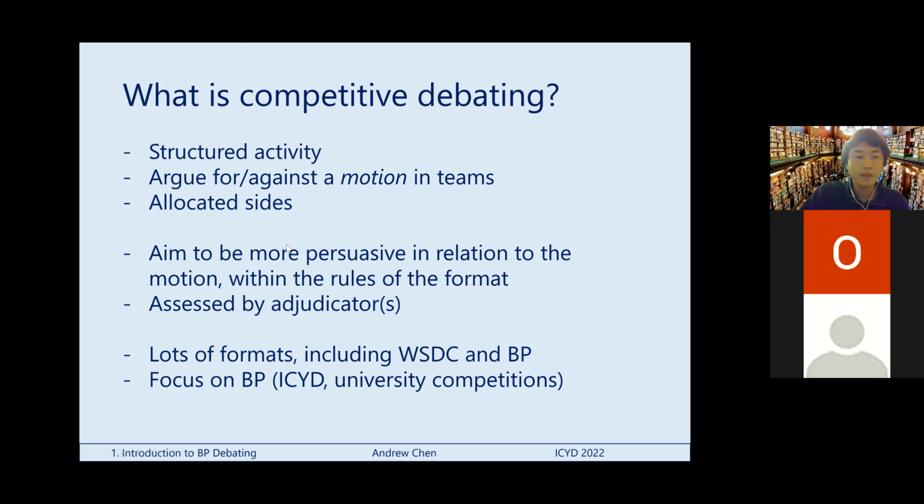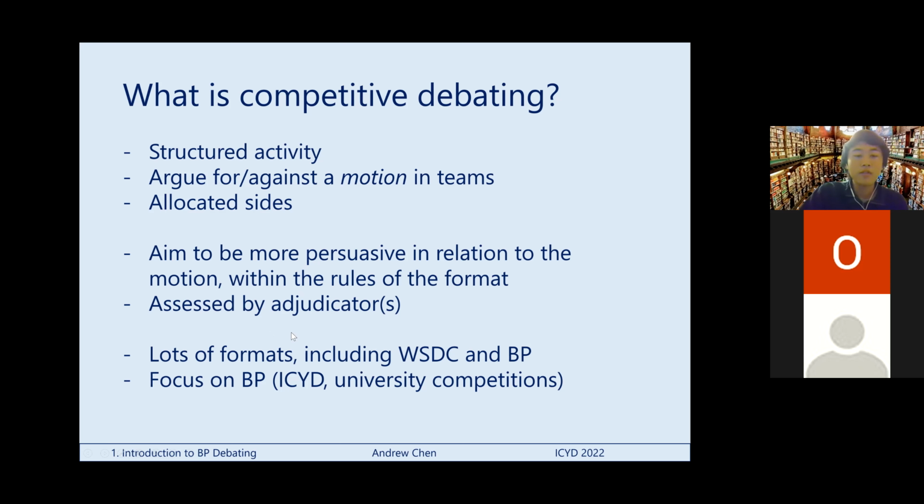The aim within a competitive debate is to be more persuasive in relation to the motion within the rules of the format. So you want to win the debate, and the way to do that is you have to be more persuasive than the other teams in the debate. But while you're doing that, you still have to be relevant to the motion and follow the rules of the format. And this will be assessed by adjudicators, multiple or singular, depending on how many there are. They will decide the result of the debate.